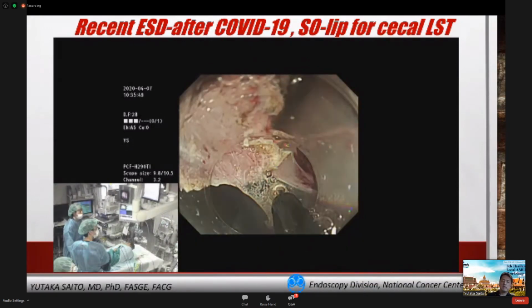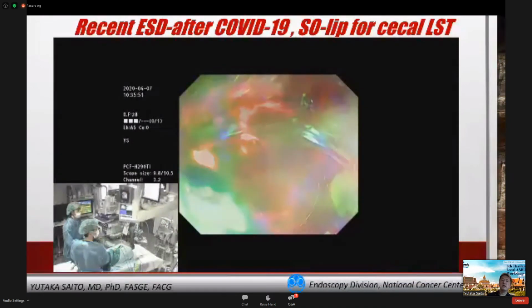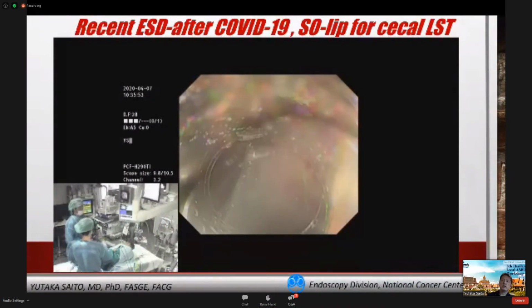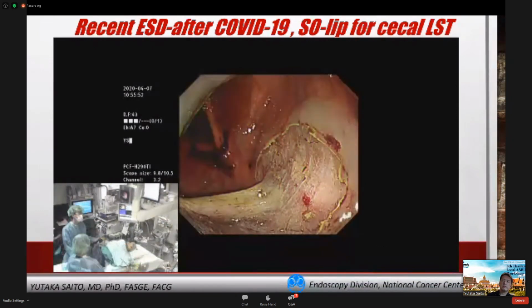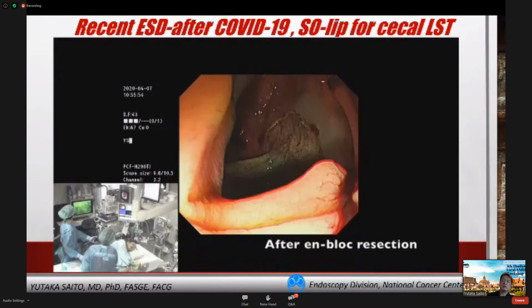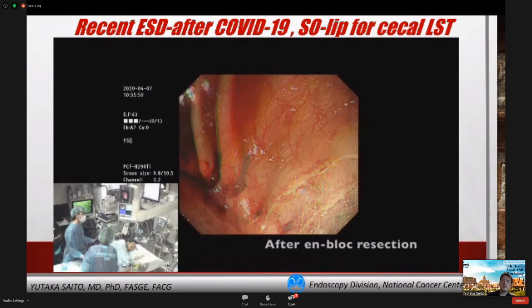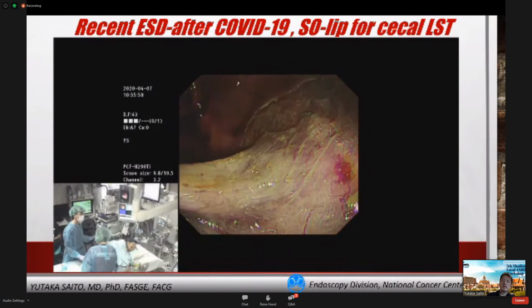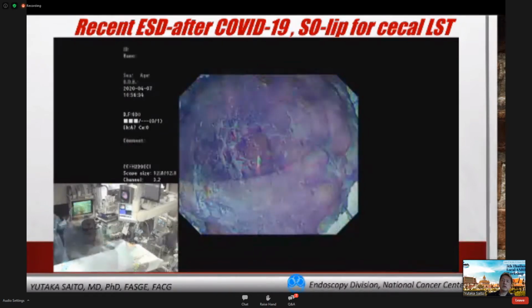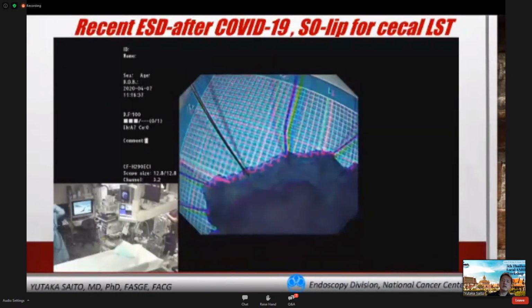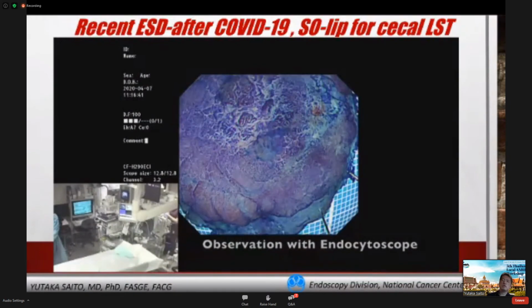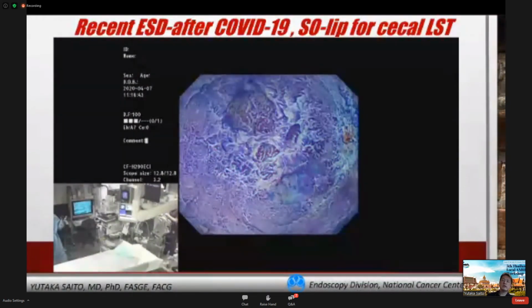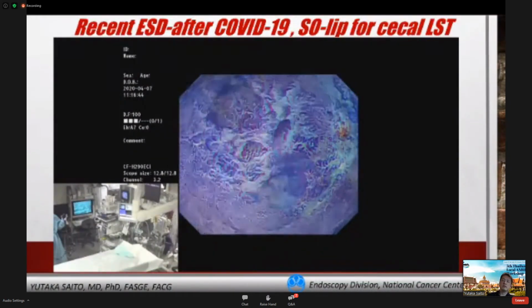Of course, considering the cost, it's better to use only one device, but considering the safety and the speed of the dissection, sometimes two devices could be fine, because the IT knife nano has a very strong power for coagulation, so we rarely use the coagulation forceps during colon ESD.